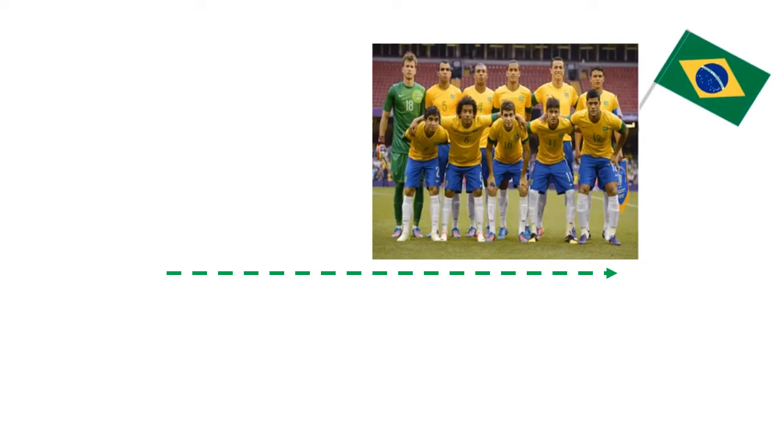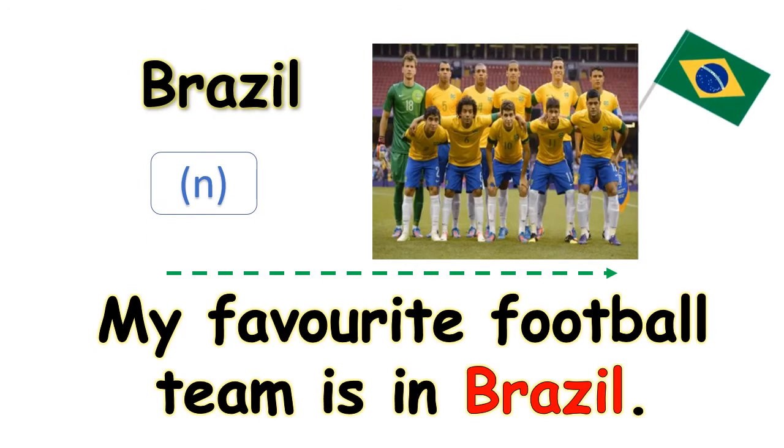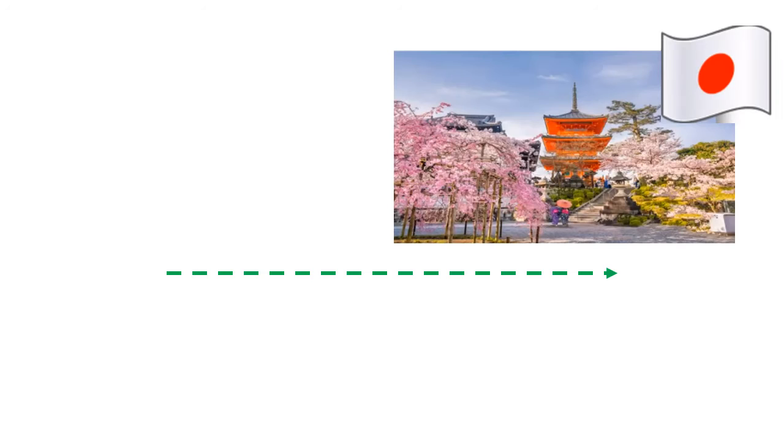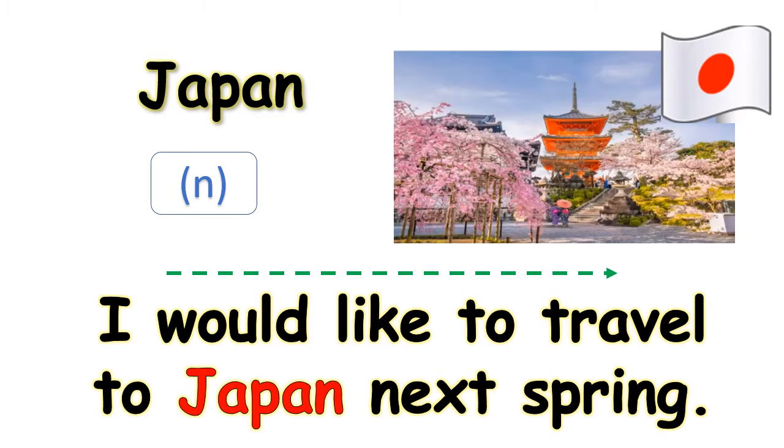Okay. This is the team of Brazil. So my favorite football team is Brazil. Okay. What about this one? This one is in Japan. Bravo, Ahsan. So it's also a noun. I would like to travel to Japan next spring. Okay.